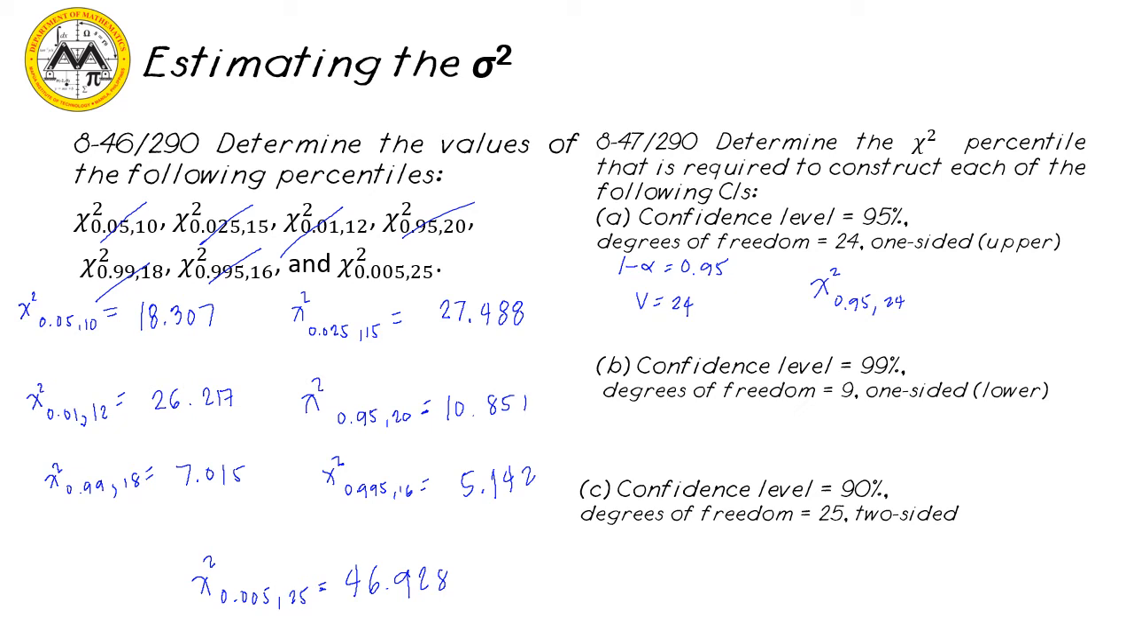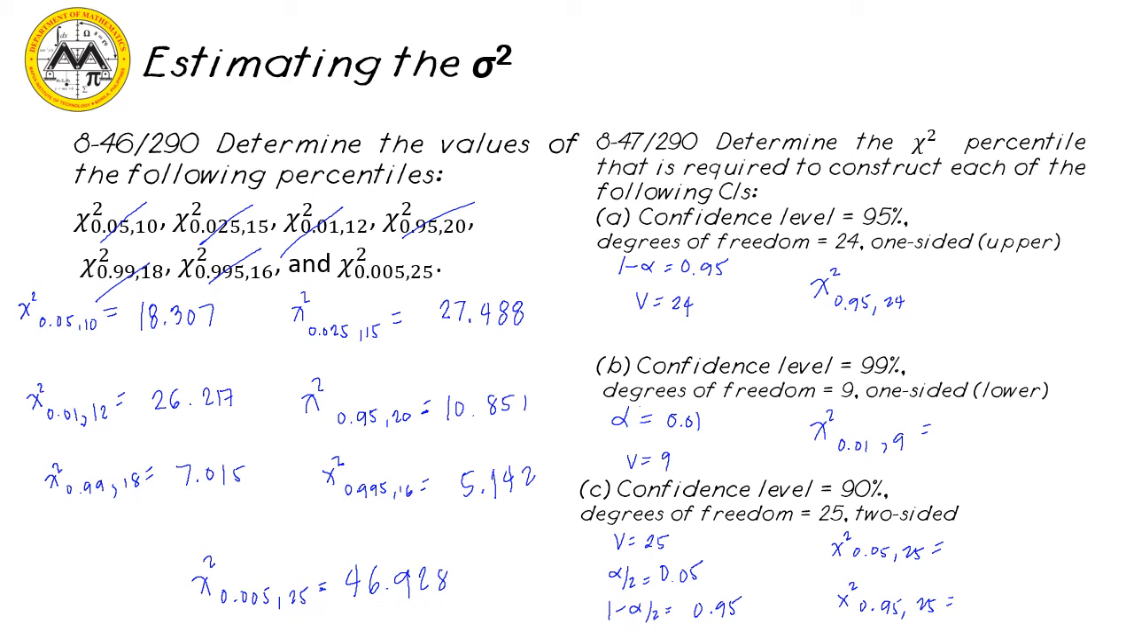Next, one-sided, 99%, so alpha is 0.01, with degree of freedom 9. So we're looking for chi squared of 0.01, 9. And then for the 90% confidence interval, two-sided, the degree of freedom is 25. So alpha over 2 is 0.05 and 1 minus alpha over 2 is 0.95. So we need chi squared of 0.05, 25 and chi squared of 0.95, 25. We would be checking the values from our statistical table.